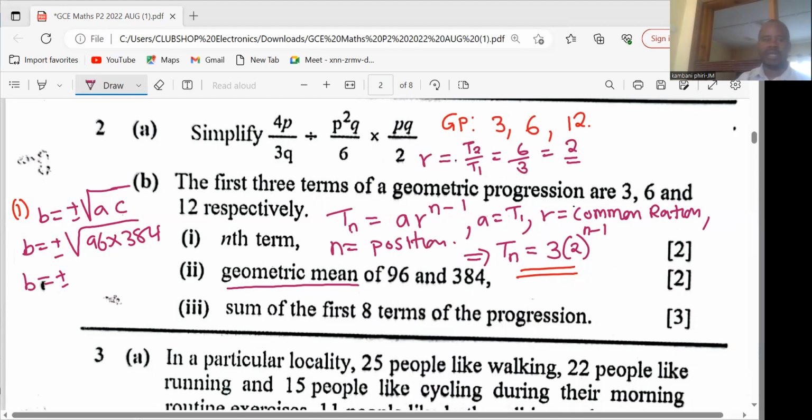You get some big numbers. If you want, you can just go straight and get your root. So you get 36,864. All right. Then find its square root. So you can punch, work out the square root, and you get 192. So positive, negative 192 is the geometric mean. The geometric mean. Okay.